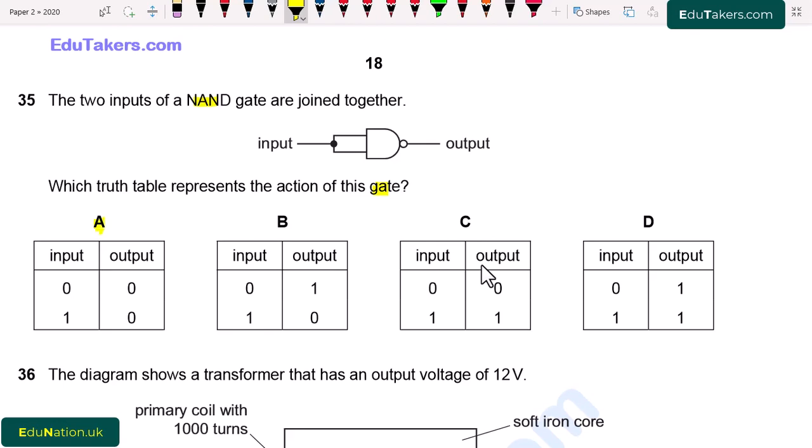Here in A, we can see input 0 remains 0 and 1 changes into 0, so it is not possible. B, 0 changes into 1 and 1 changes into 0, which is the truth table for NOT gate. So this is correct. In the third one, we see that 0 remains 0 and 1 remains 1, so it is also incorrect. D, 0 changes into 1 but 1 remains 1, so it is also incorrect.